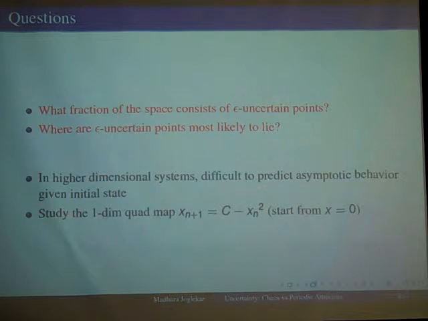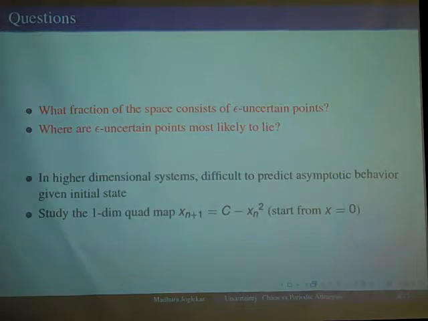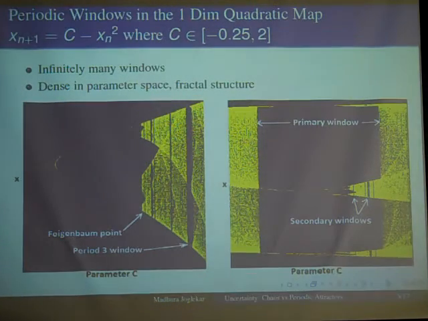So we look at the case of the one-dimensional quadratic map, which is a simple map but shows interesting behavior, and this map has an interesting property that if you start from x is equal to 0, and for that value of c, you have a periodic attracting orbit. The trajectory converges to the orbit really quickly. So this is the bifurcation diagram of the quadratic map.